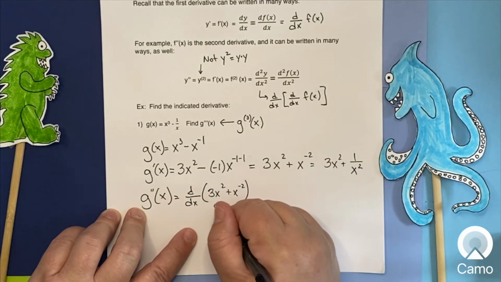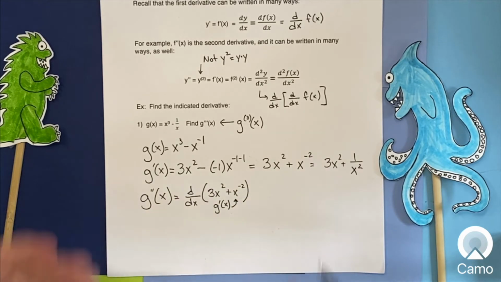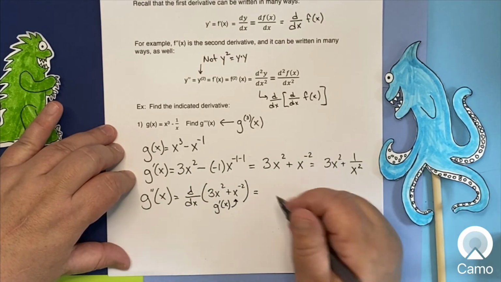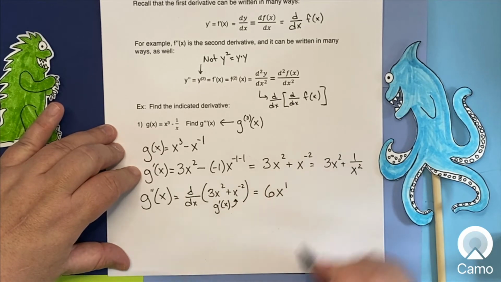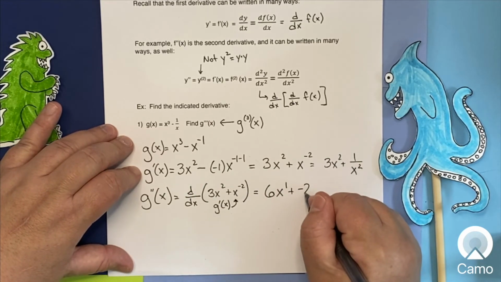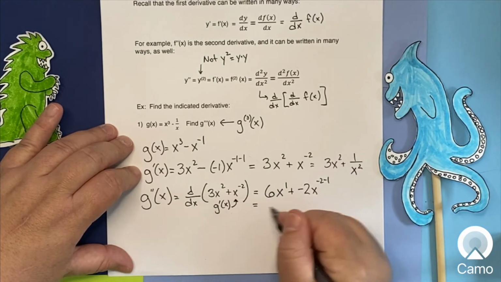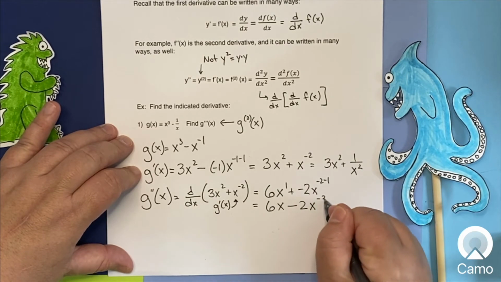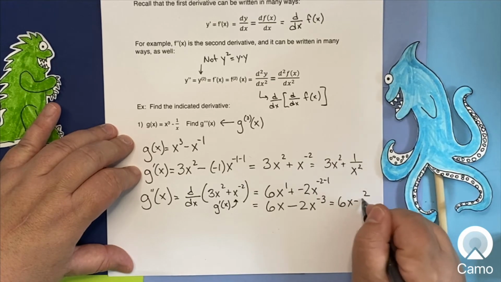Okay, the derivative of this becomes, the 2 comes down, so I get 6x to the first power plus a negative 2x, and then I subtract 1. So this becomes 6x minus 2x to the negative third, which would also be written as 6x minus 2 over x cubed. See how the exponent is getting worse in the second term, but better, smaller in the first term.